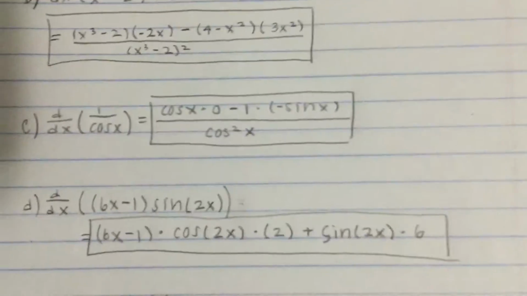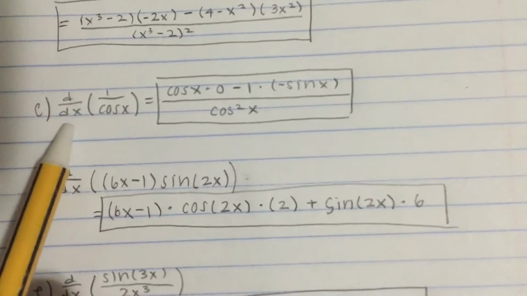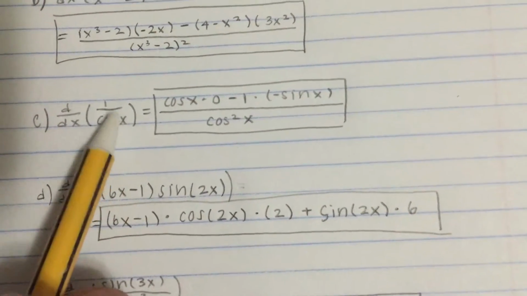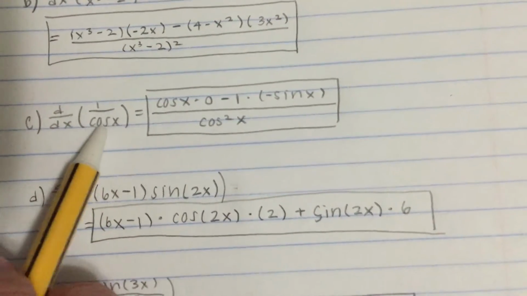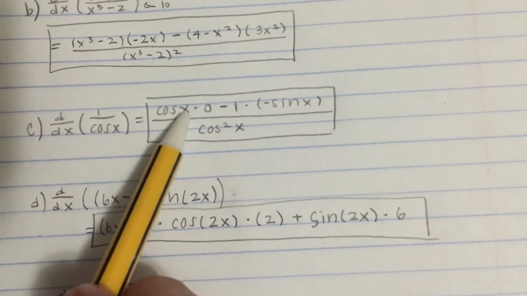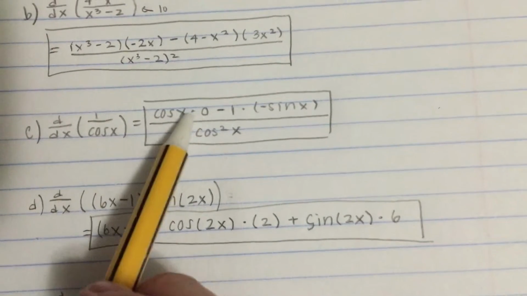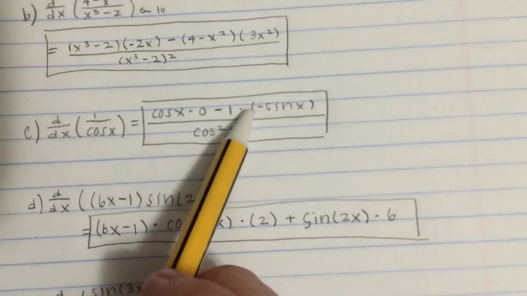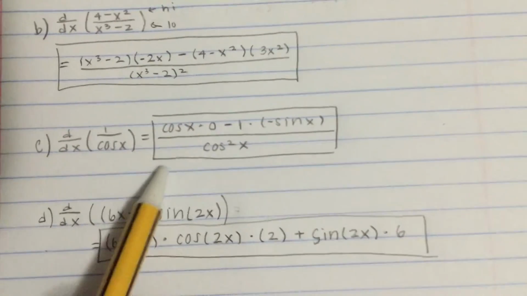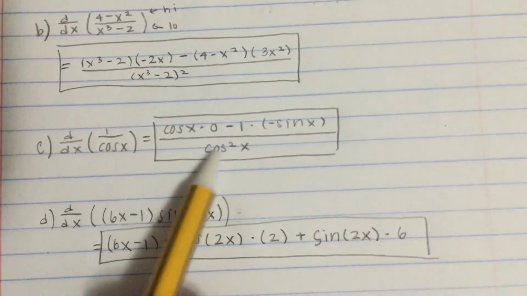And that's your answer. For C, it's d/dx of 1 over cosine x. So that's the same. I use the quotient rule, and so it's the low times the derivative of the high minus the high times the derivative of the low, which is negative sine x, all over the low squared, cosine squared x.